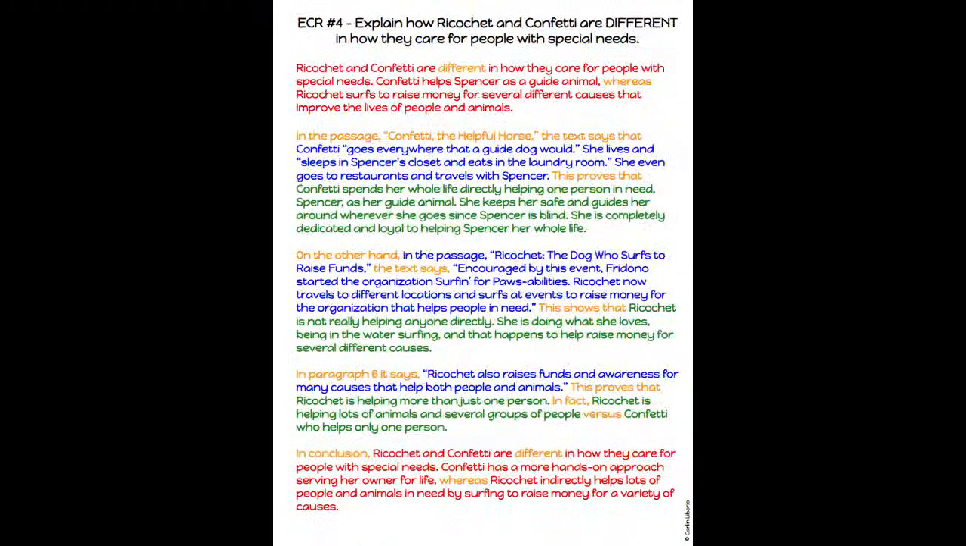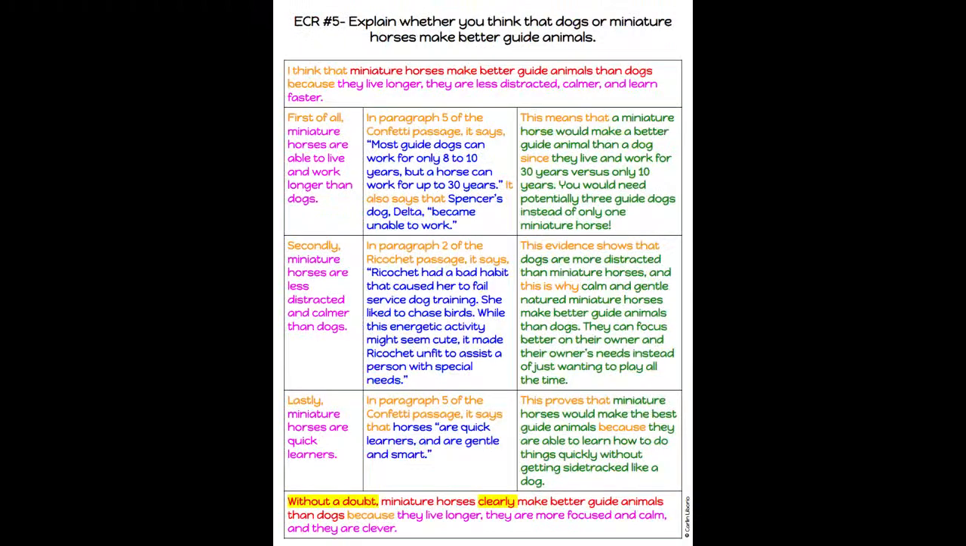This one is differences. Okay, this one is the argumentative. So the question, it'll take you through basically one viewpoint of writing that the miniature horses make a better guide animal than dogs, and reasons why, and then evidence is the blue, and then the green is all in your own words. Pink is the reasons, and the red is the central idea.